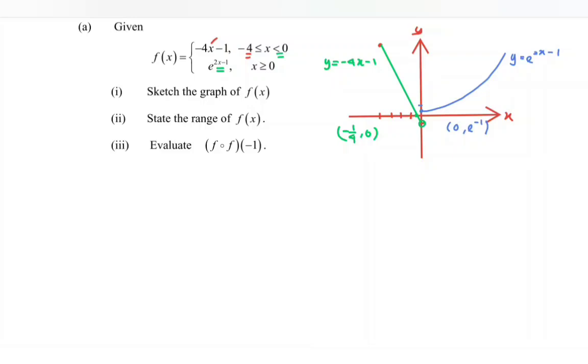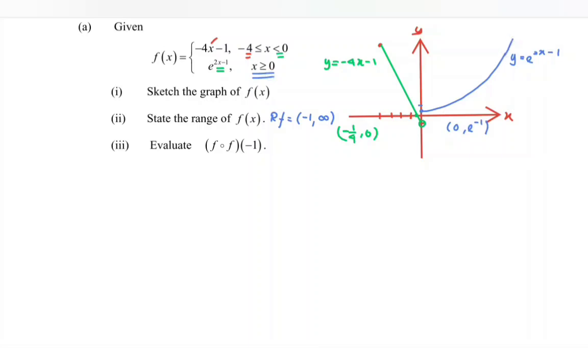Number 2, state the range of f(x). Based on the situation, here we have the range. It refers to the graph. The range of f would start from -1, which is the minimum point, until the maximum, where we have the exponential. Because x is greater than 0, this one will keep moving up. So that is the range.